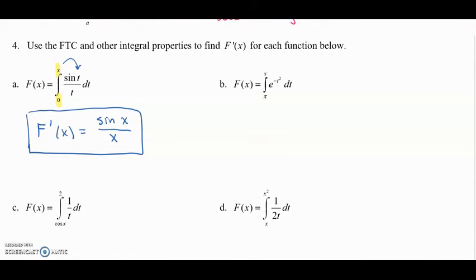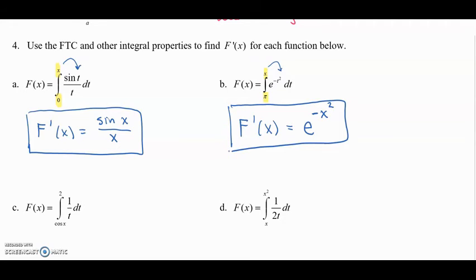For B, the integral from pi to x of e to the negative t squared dt. Again, I look and I say, the lower bound is just a number. I put pi just to be silly. It's just a number. And then x, just a normal x. So again, there's nothing special or worrisome about this problem. The derivative of this, we're just going to substitute in. So e to the negative x squared. And again, the chain rule would just be times 1. So we are done.